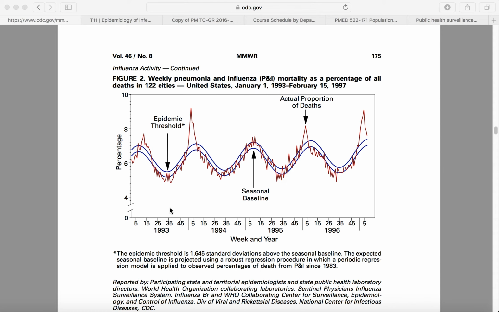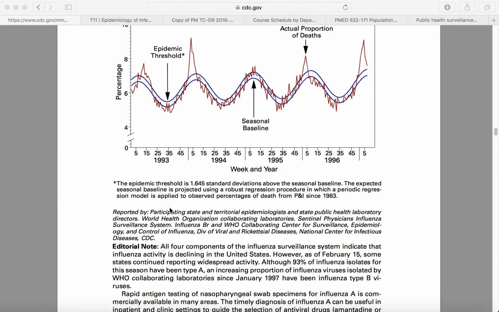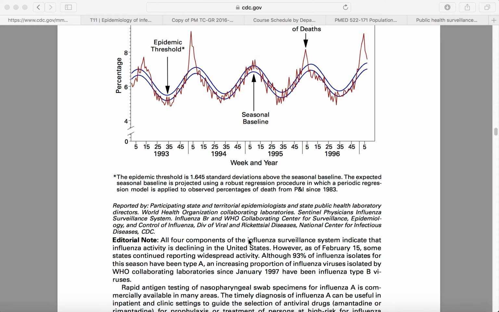So I think there's a note down here that says all four components of the influenza surveillance system indicate that the activity is declining in the United States. So it would be interesting to find out what are the four components of the influenza surveillance system.